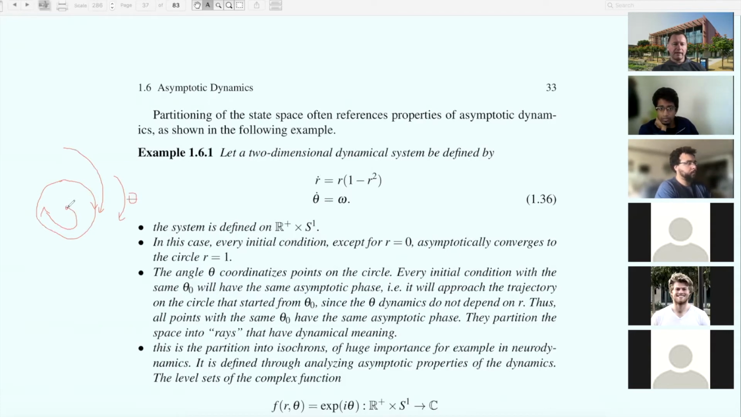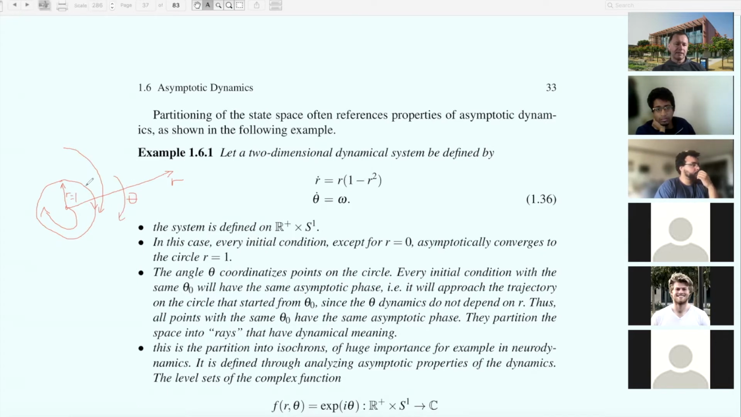And then in the R direction, R is equal to 1. If R is bigger than 1, then we have a decay in R, so R dot is less than 0. If R is less than 1, then we have growth. And that's reflected in these trajectories.